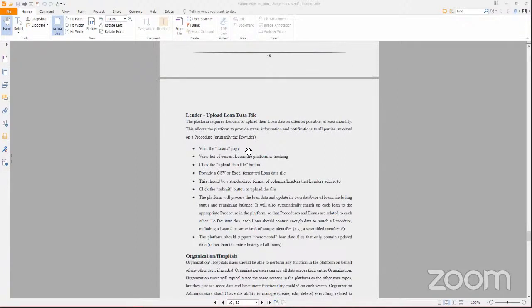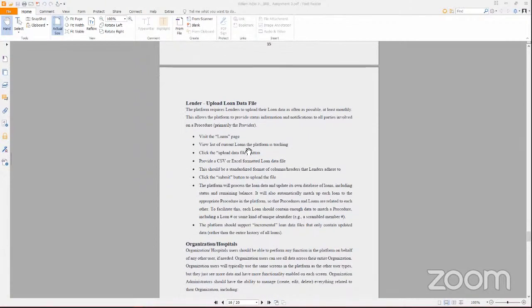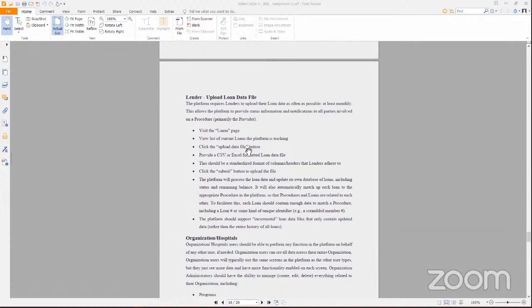So as a lender, you can also upload your loan data file. So the platform requires lenders to upload their loan data as often as possible, at least monthly, so that this will allow the platform to provide status information and notifications to all parties involved on the procedure.